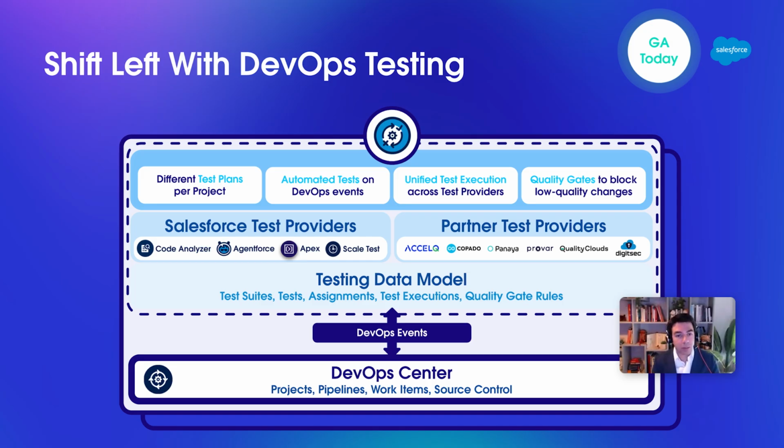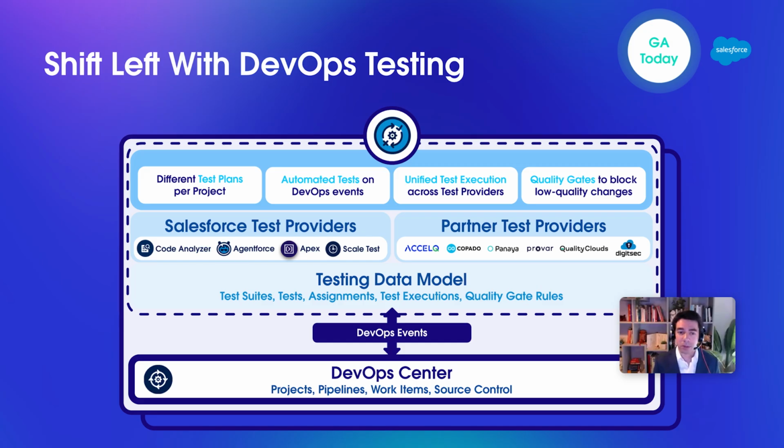And as people interact with DevOps Center, they are firing DevOps events. And those events are the perfect opportunity for us to run automated tests. And that's why we introduced DevOps testing, to ensure that we allow all of these teams to really shift left and fix problems earlier as part of their DevOps lifecycle. So in order to do that, we created a new testing data model.